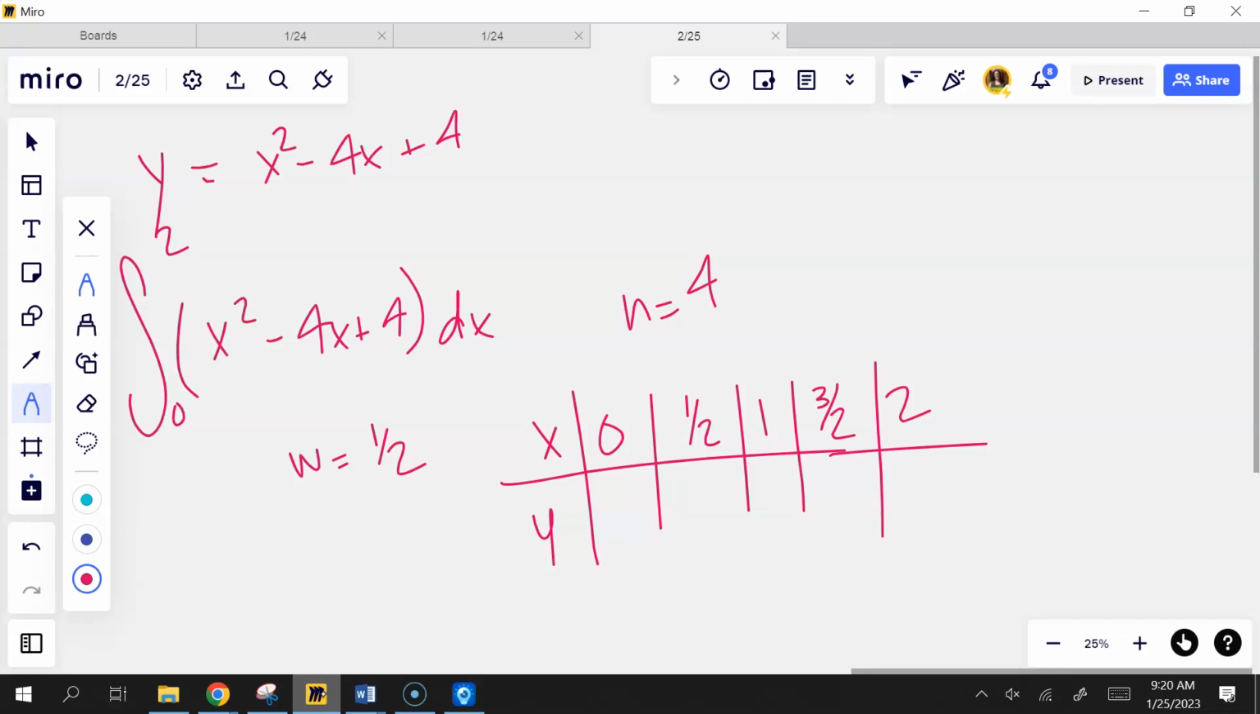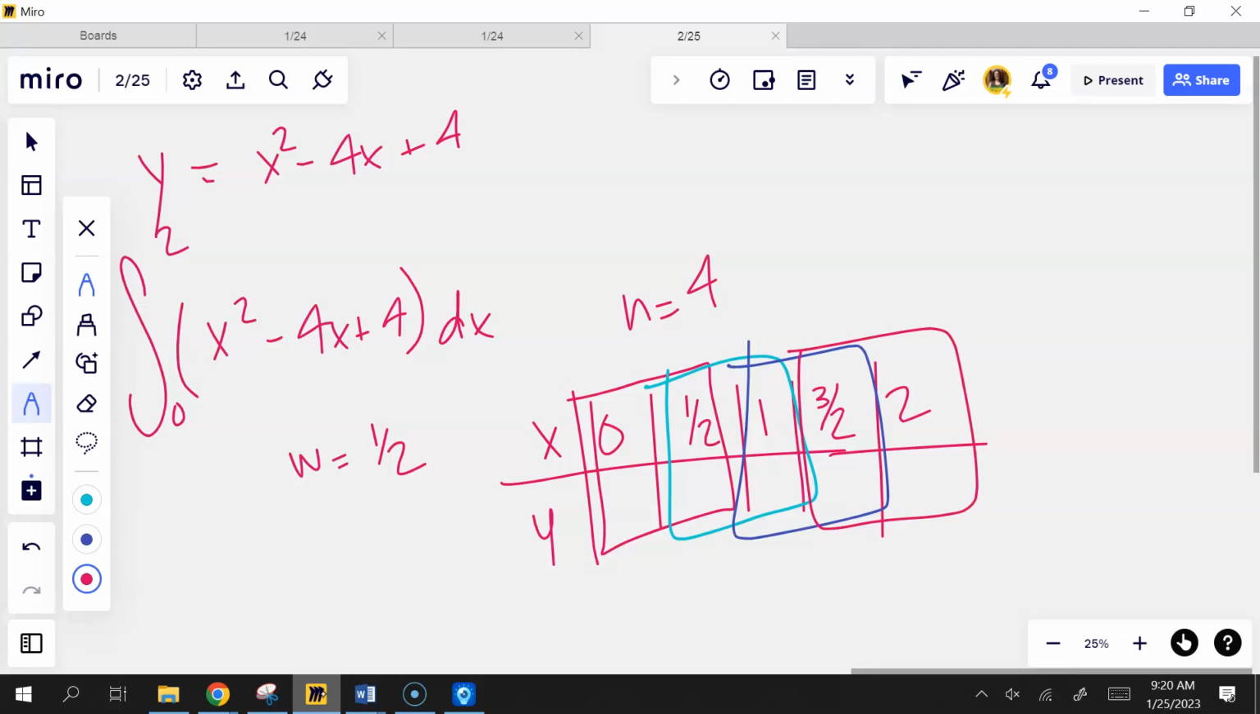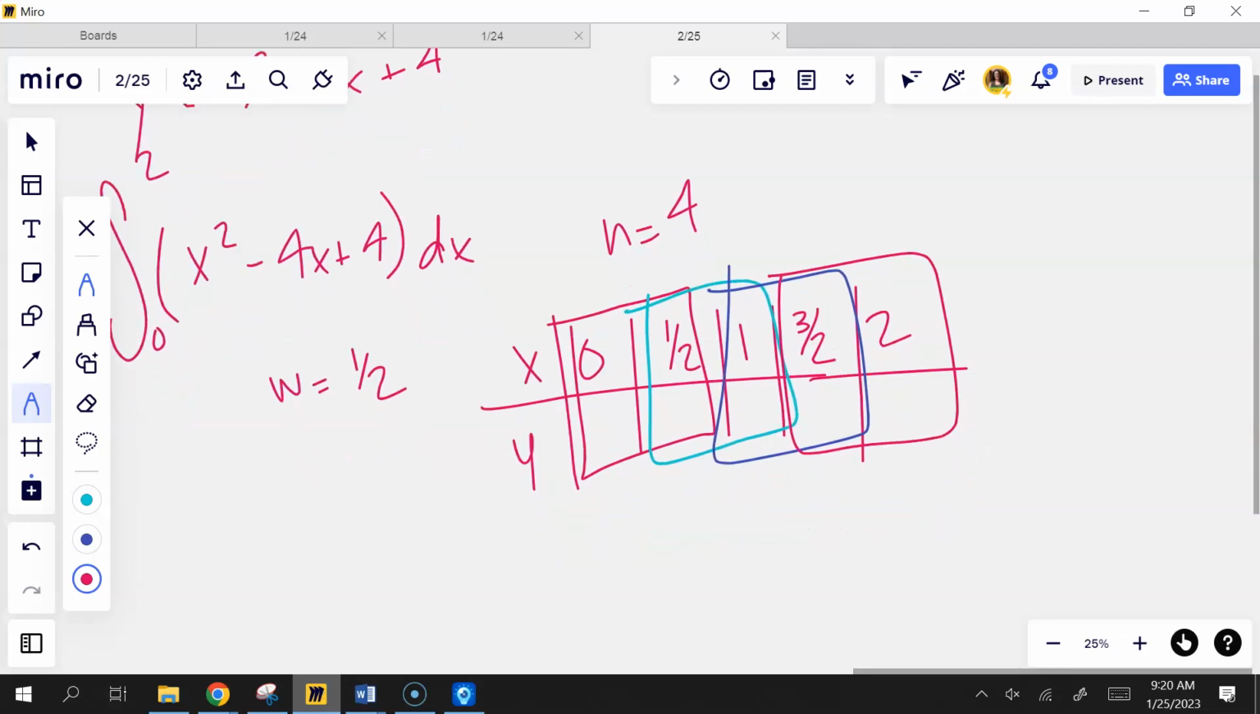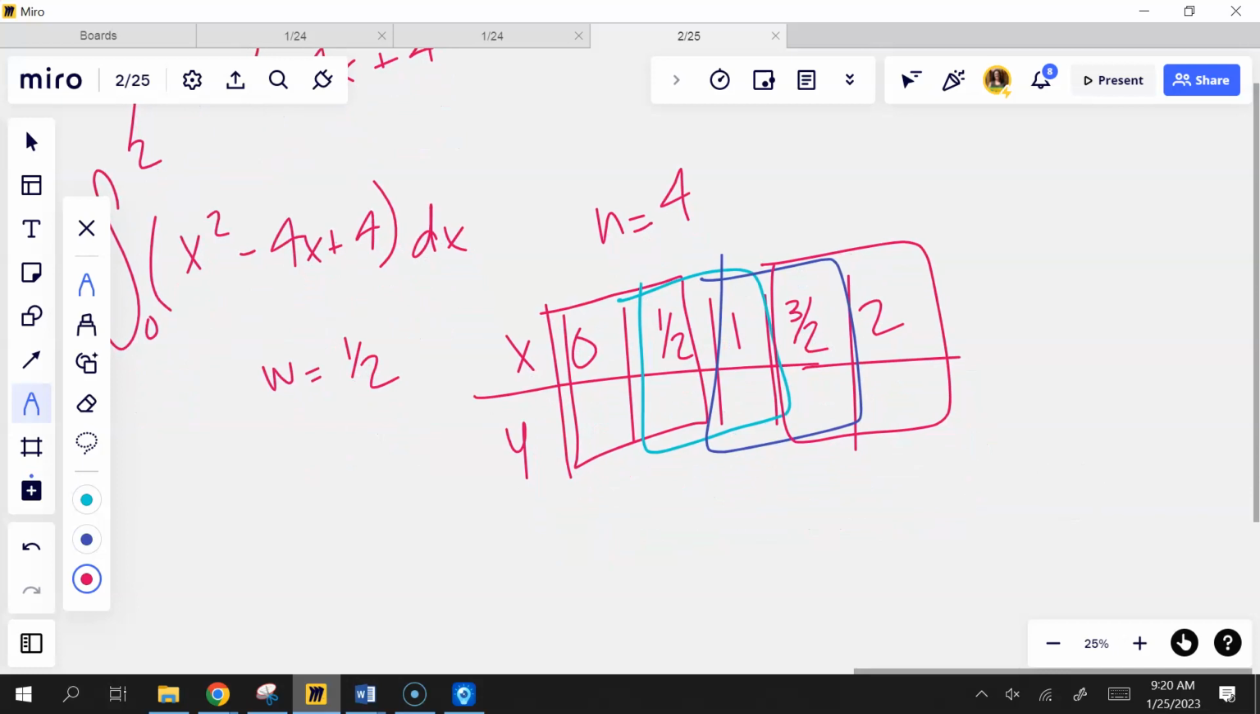But remember, it's a trapezoid, right? So here's a trapezoid, that's 1. Here's the second trapezoid. Here's the third trapezoid, and here's the fourth trapezoid. They share those bases, remember. Now I used the table on my graph, and I got 4, 2.25, 1.25, and 0.